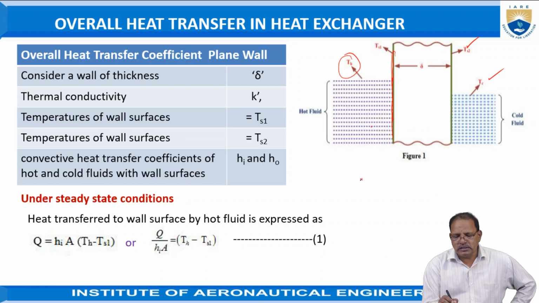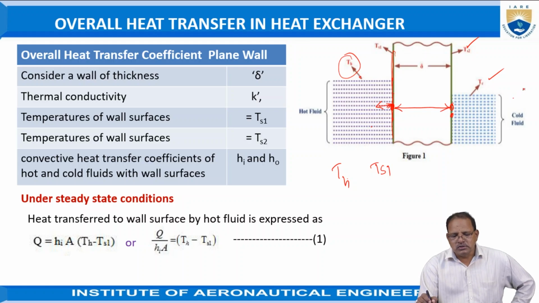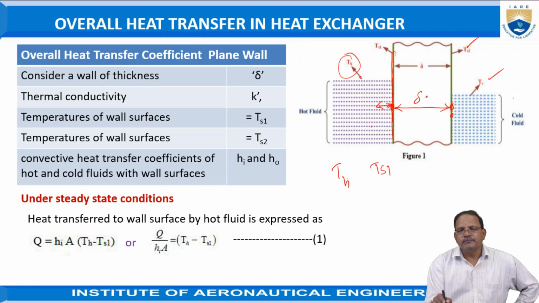So here the first one is from the temperature TH, that is the temperature of the hot fluid, to the wall which is maintained at TS1. Here the heat energy is flowing from the fluid to the hot surface by the convection process. Then from the inner surface of the wall to the outer surface, the heat energy is flowing by conduction. After that, from the outer surface of the wall to the cold fluid, the heat energy is flowing by the convection process. So here we consider the wall thickness equal to delta.